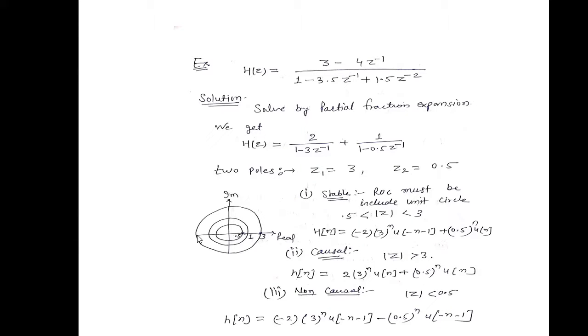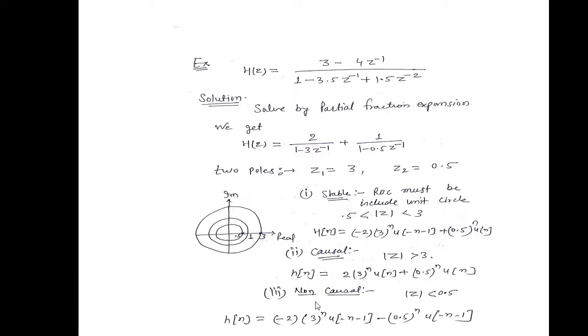If the ROC is greater than 3, then it must be greater than 0.5 also, so we have the common region greater than 3. Both parts must be right sided; only then is it possible that the ROC is greater than 3. So for this case, 2 multiplied by 3 to the power n u(n) is right sided, and 0.5 to the power n u(n) is also right sided. So for the condition of causality, this is the h(n).